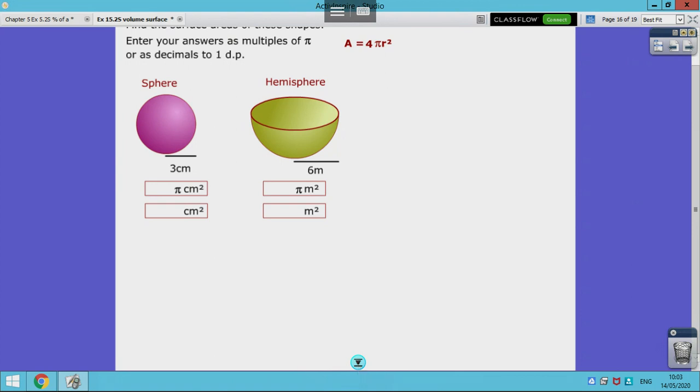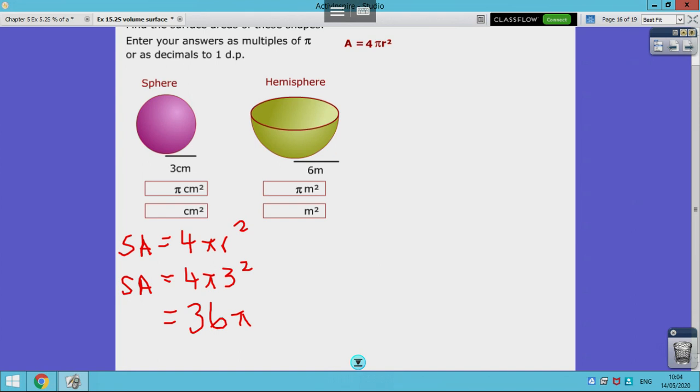So the surface area is 4 pi r squared. Now your r for this is 3, so that means your surface area is 4 pi 3 squared. Now we can type that into our calculator because it says enter your answers as multiples of pi or as decimals, so we'll do both. So 4 times pi times by 3 squared. And that's 36 pi, so that would be your answer in terms of pi.